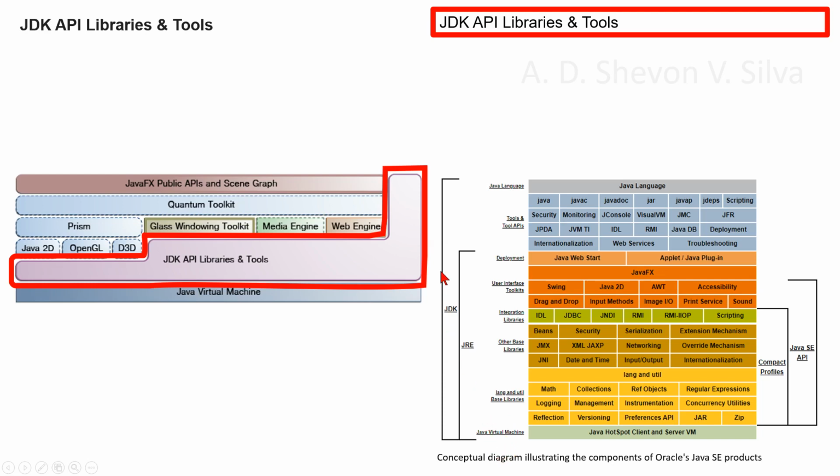JDK consists of all levels. JRE consists of the following levels: deployment, user interface toolkit, integration libraries, other base libraries, and lang and util base libraries.